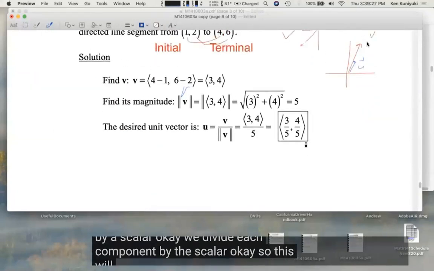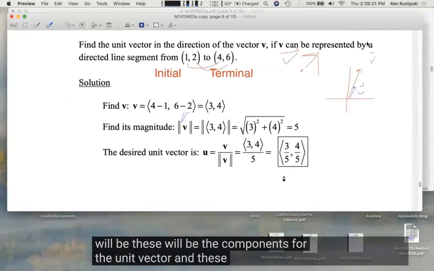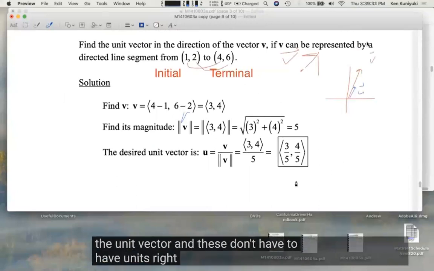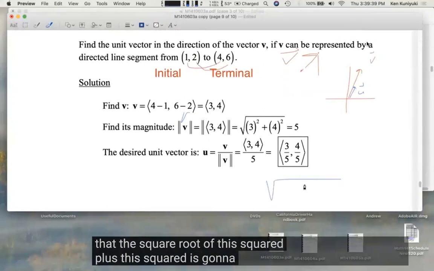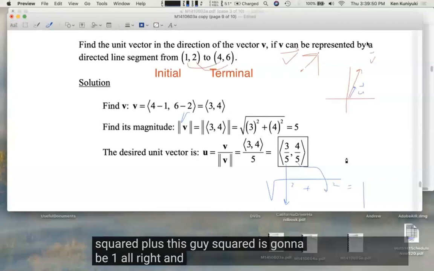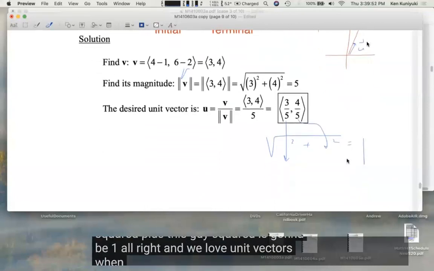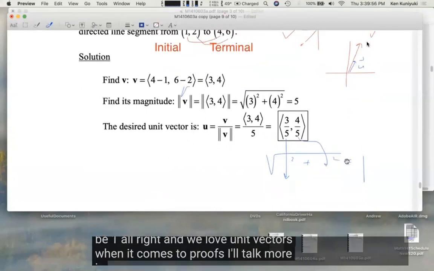So these will be the components for the unit vector. And these don't have to have units. We're guaranteed this has length 1. As a check, you could see that the square root of this squared plus this squared is going to be 1. And we love unit vectors when it comes to proofs. I'll talk more in just a moment.